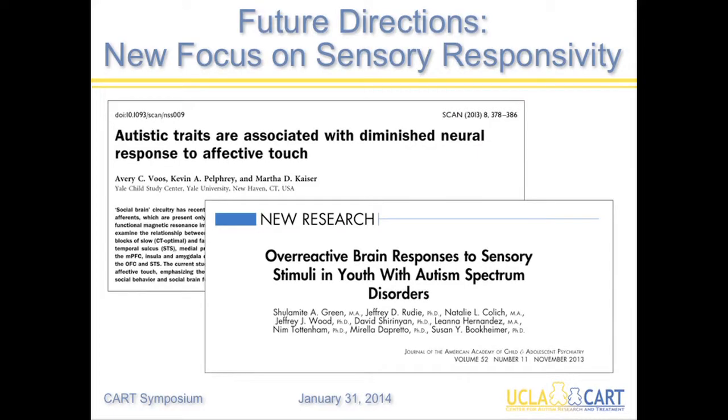In terms of future direction, very quickly, with regard to conventional task-related fMRI, one of the things that stood out is that there seems to be finally some interest in looking at sensory responsivity, which is something that has not really been studied much in the past. There was a study looking at autistic traits and responses to affective touch, and one of the studies done here at UCLA by one of our fabulous graduate students, Shula Green, has focused on over-responsivity in response to auditory stimuli that sounded like this, okay, so not very fun.